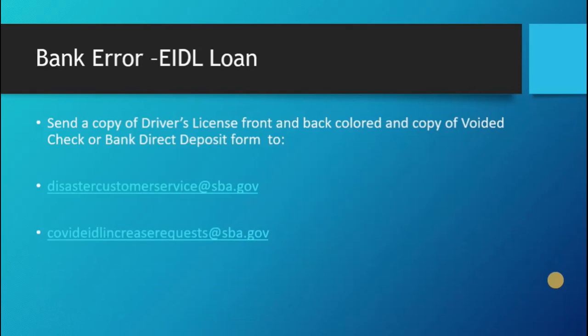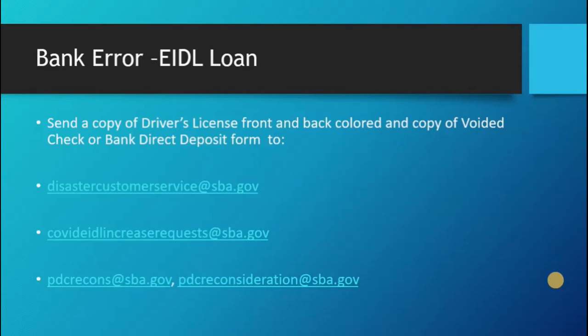Okay? Now, if it's for your increase and you got the bank error, send it to COVID EIDL increase requests at SBA.gov with that same voided check and direct deposit and driver's license. If it's during a reconsideration, for example, you were in reconsideration and you got your reconsideration approved, congrats, because that's very difficult. But now you have your bank error. Well, what you need to do is send that to PDC recons at SBA.gov or PDC reconsideration at SBA.gov.